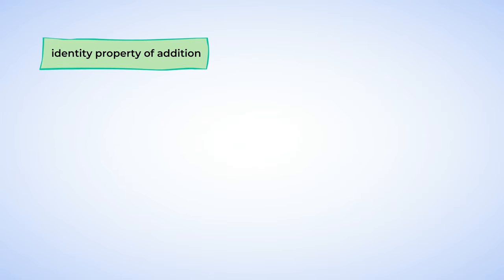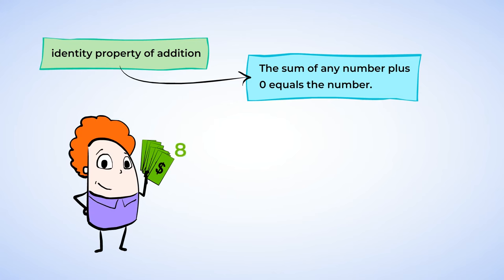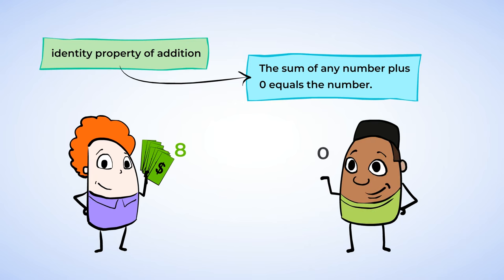Last but not least comes the identity property of addition. It's the easiest one, really. Now here's the property itself. The sum of any number plus 0 equals the number. Let me give you a scenario. You have $8. Mike gives you 0 more. Guess how much you have now? That's right, 8. Exactly 8. Not a cent more. Good job!